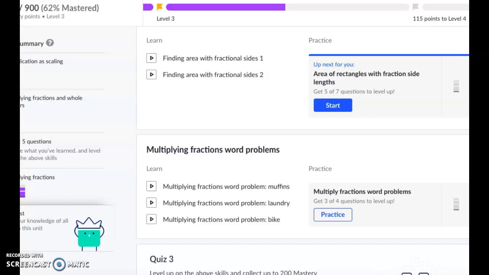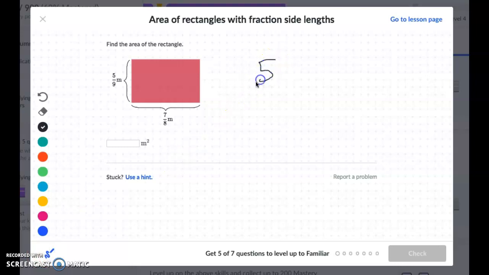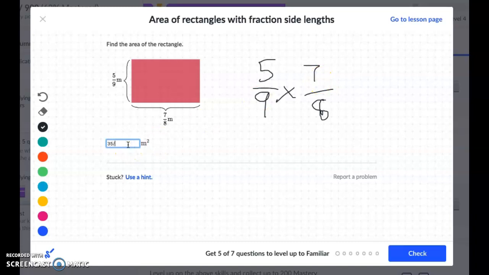Khan Academy, multiply fractions, and we're working on the subtopic area of rectangles with fraction side lengths. Find the area of the rectangle. So big key factor here, we have to remember that area is the length times the width. So in this problem, we are simply doing 5/9 times 7/8. So to solve that, we're going to do 5 times 7. 5 times 7 is 35, and then 9 times 8 is 72. So 35 over 72 is my area.